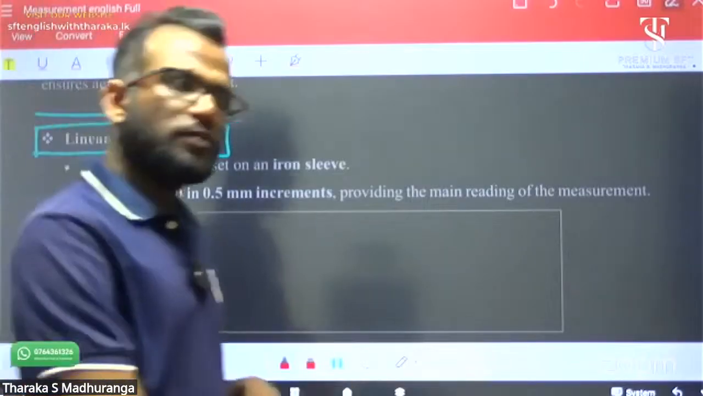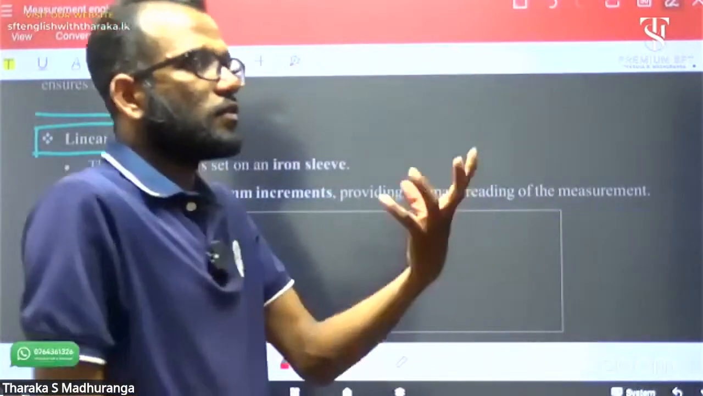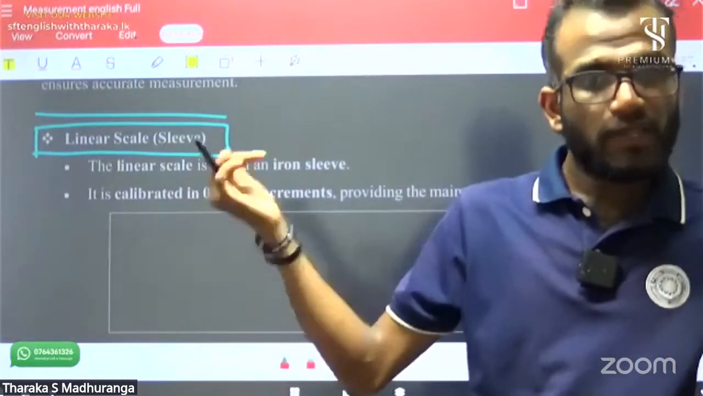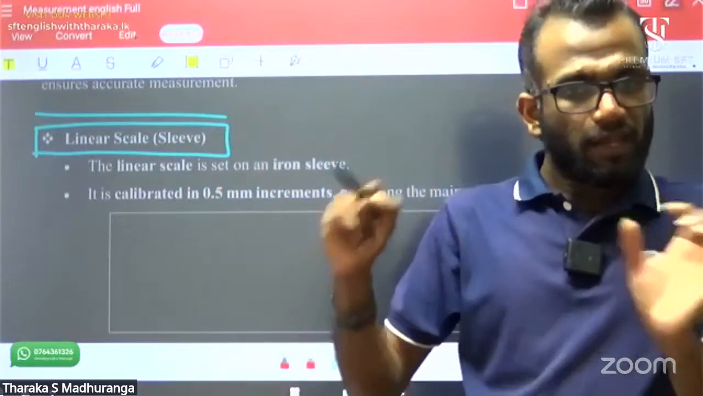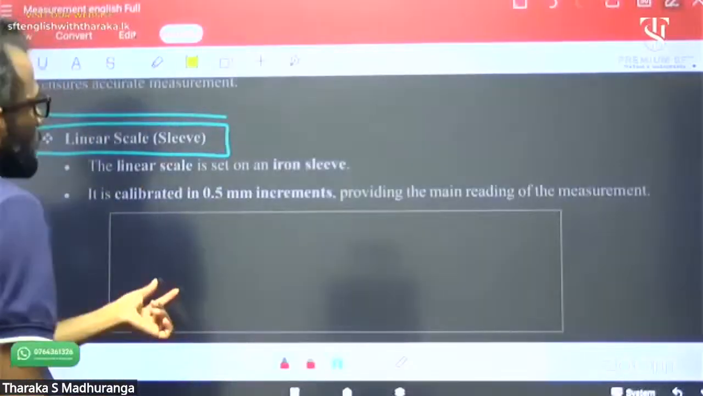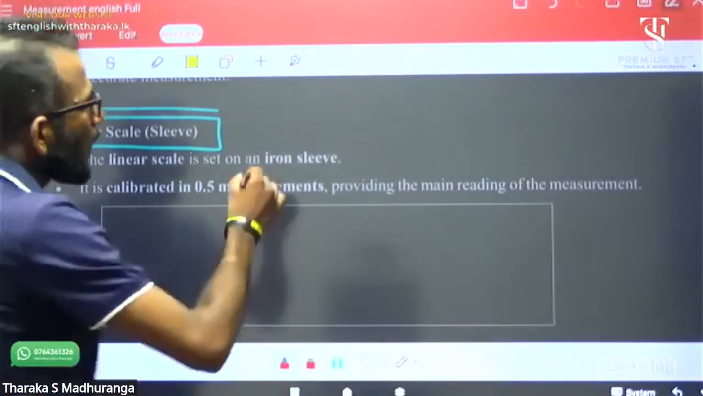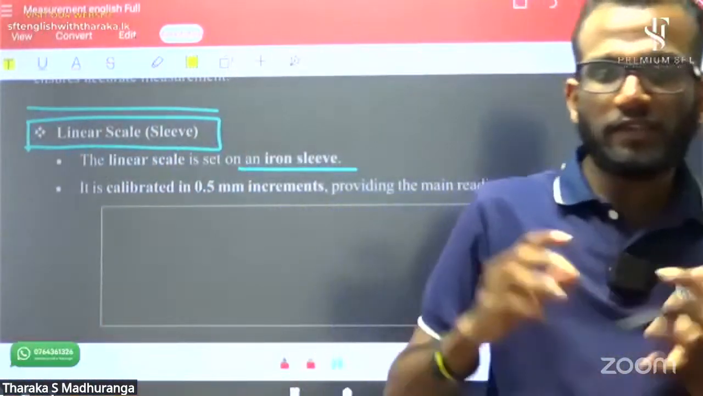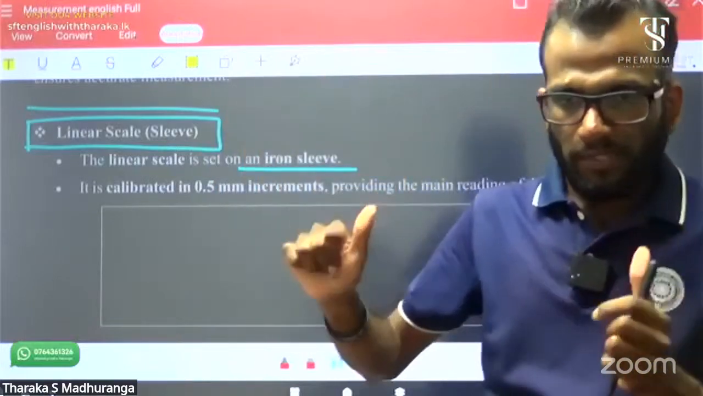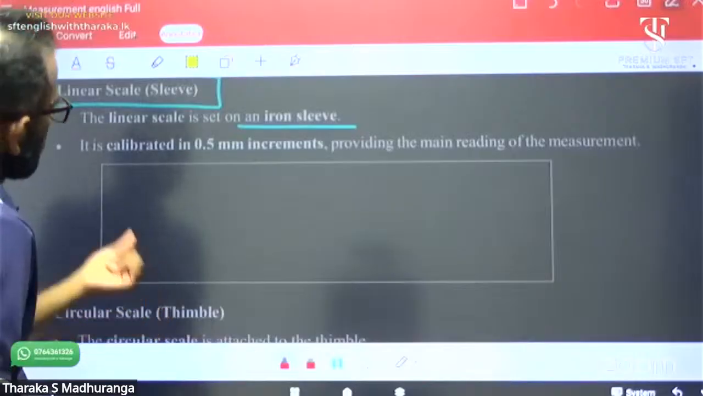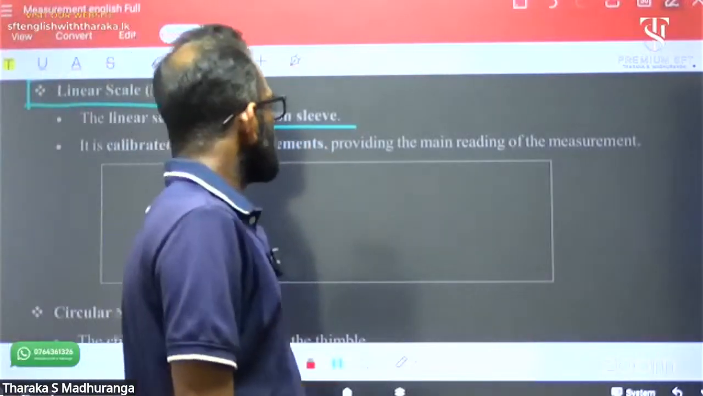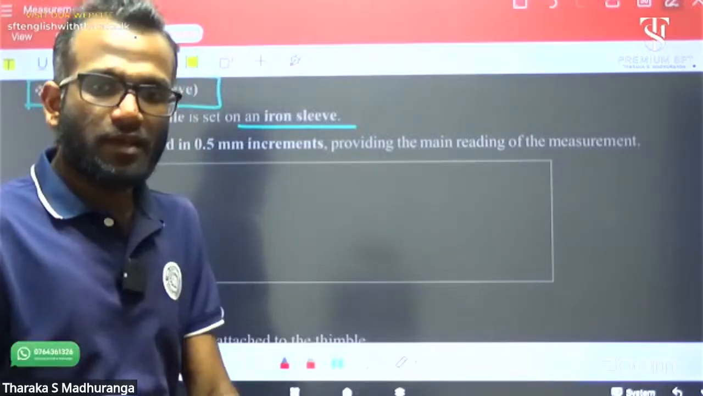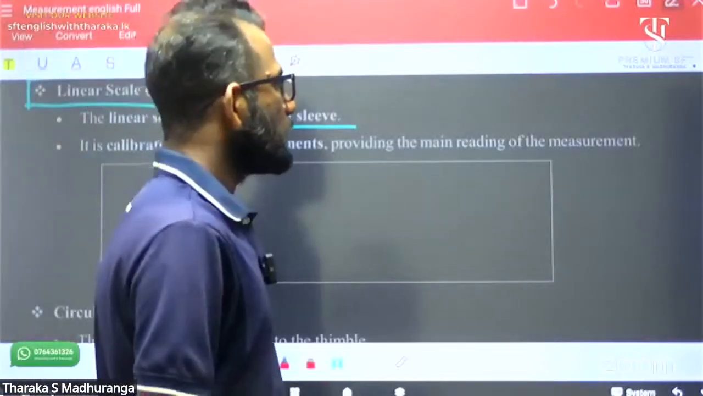Now you already know the meaning of linear scale, but we have to discuss in depth what it means, what the calibration methods are, and how the readings work. The linear scale is set on an iron sleeve, or iron cylinder, right? It is calibrated on an iron cylinder, in 0.5 millimeter increments. This is an important point: it provides the main scale reading of the measurement.